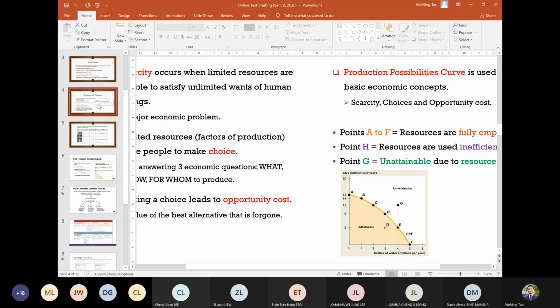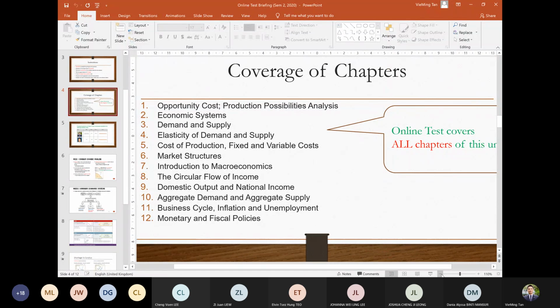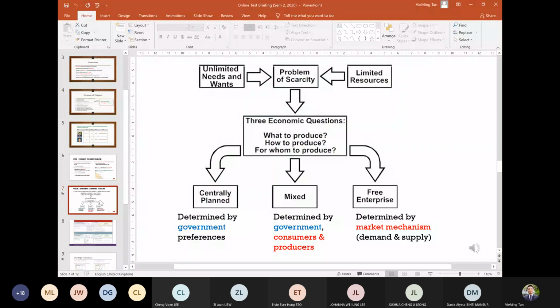So this one you need to remember for chapter number 1. Chapter number 2 is about the economic systems. So far we have learned 3 types of economic system. Can you recall what are the 3 economic systems that we already learned? Anybody? What are the 3 economic systems?